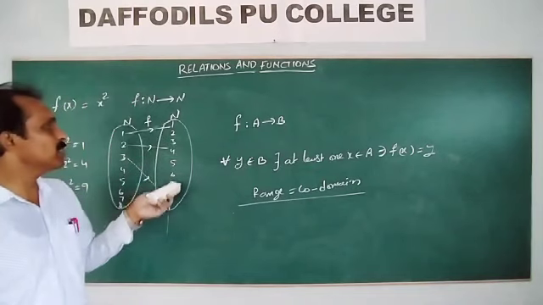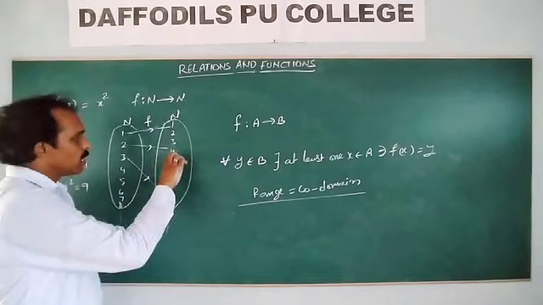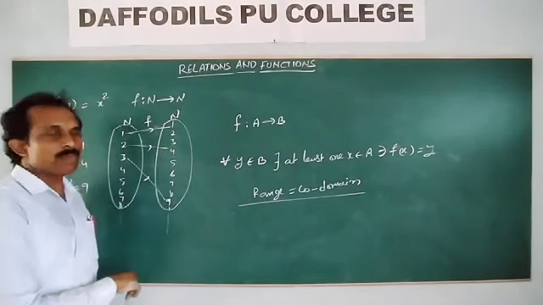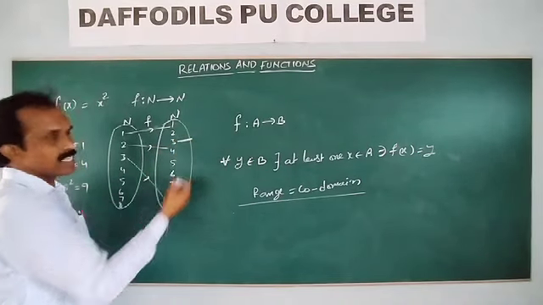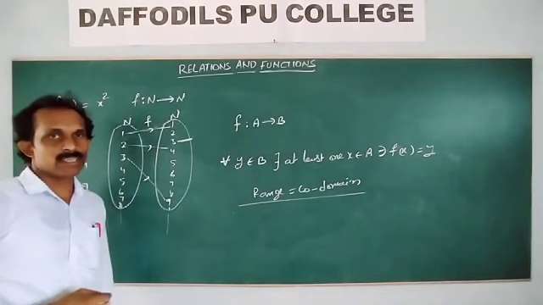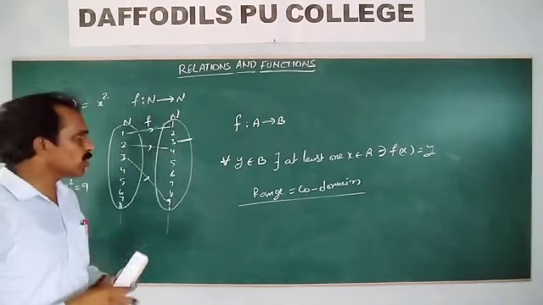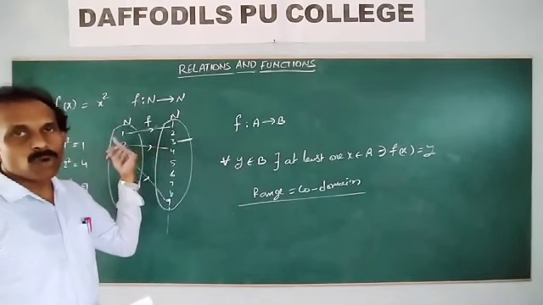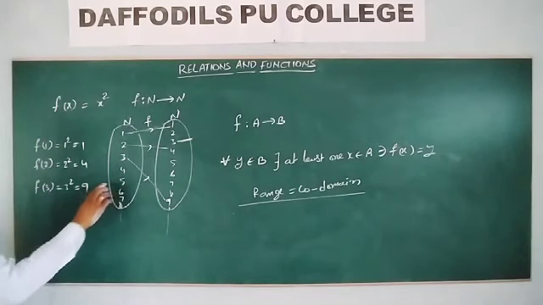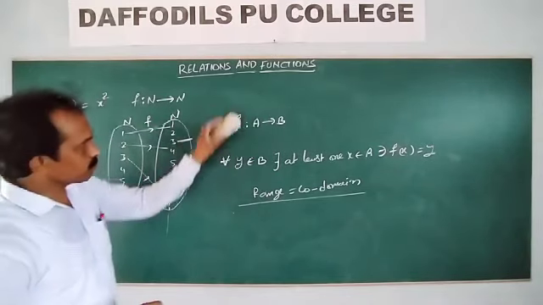But here some elements have no pre-images, or some elements are not images. For example, take 3. This 3 is not the image of any element of the domain, or the element has no pre-image. So it is not onto. Clear? One-one function, but not onto.